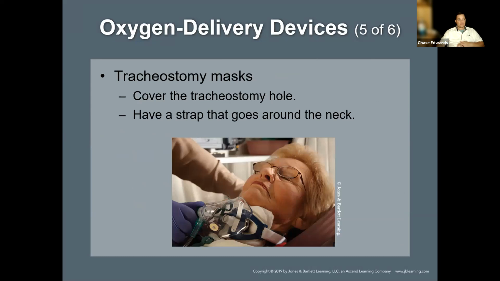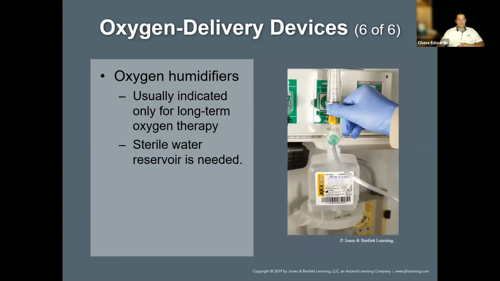Tracheostomy mask, just like it says, goes right over the tracheostomy. Or you can place a mask over the stoma as well. There's an oxygen humidifier right there. Got to have sterile water.